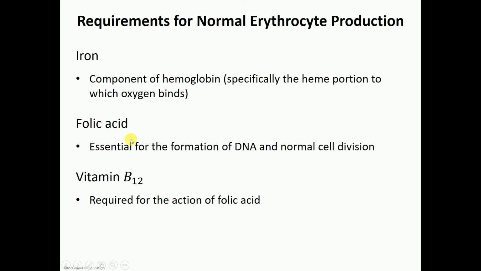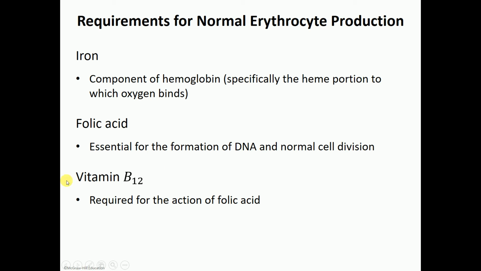Folic acid is necessary because you see how much mitosis is involved in our cell division to make all of these RBCs. So you need lots of folic acid, important for the formation of DNA and that normal cell division. And vitamin B12, which is required for the action of folic acid. And that's why during pregnancy, women are given, as part of their prenatal vitamins, iron, folic acid, and B12, to keep up with the needs of themselves and the needs of the growing fetus.